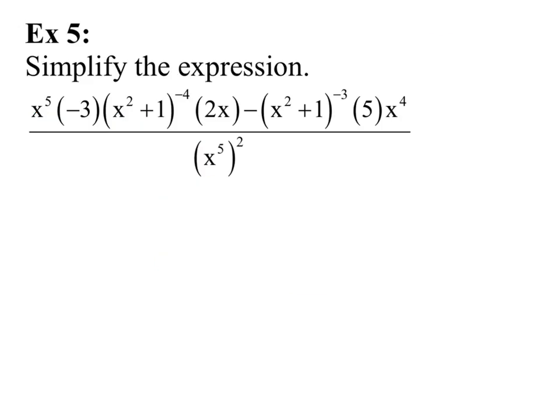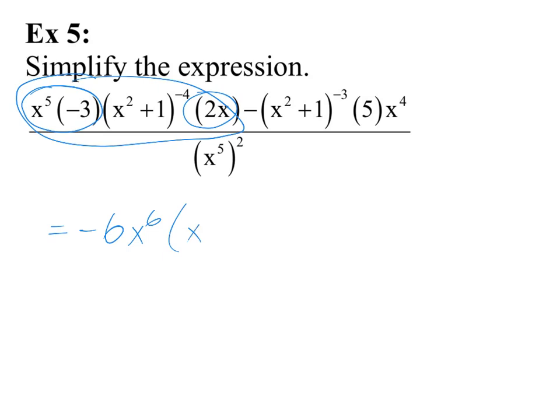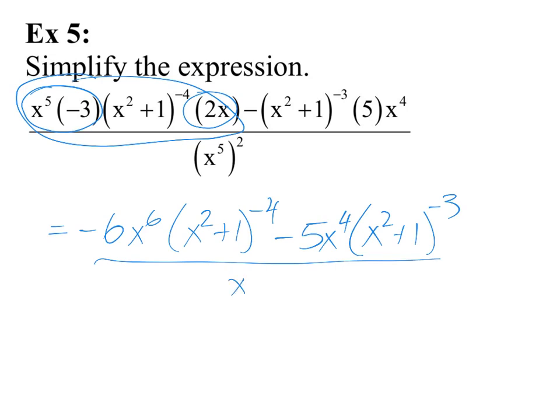Okay, this one's a bit of a challenge, but it's not that difficult. Alright, first thing we're going to do is do a little multiplying here. Let's simplify what we have up here for this first term. Let's make it look a little less complicated. So we have -6 x to the 6th times x squared plus 1 to the -4th power minus 5x to the 4th times x squared plus 1 to the -3 power. Alright, it's all over x to the 10th power.